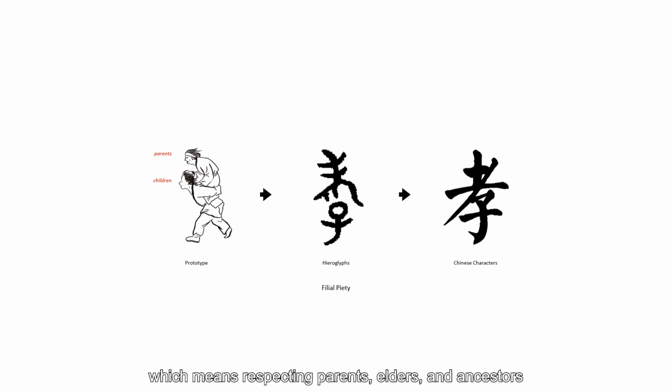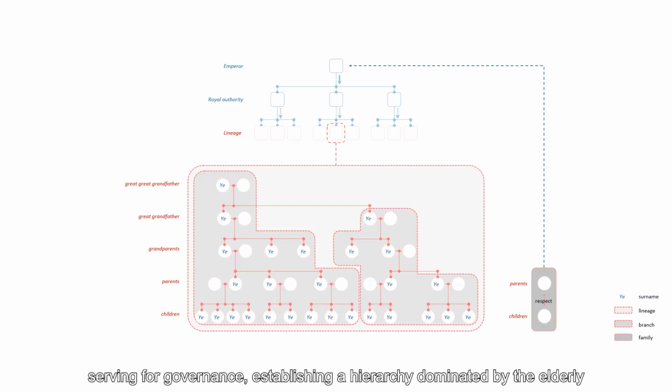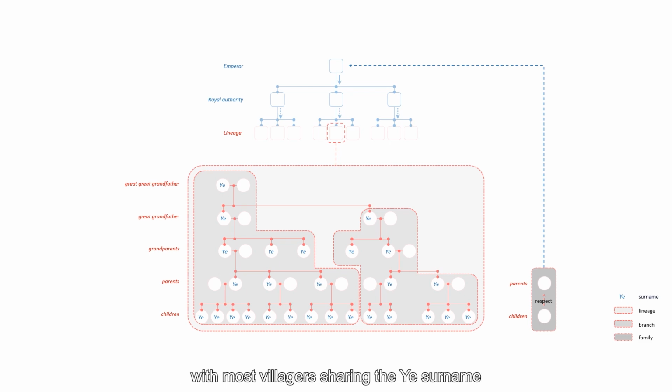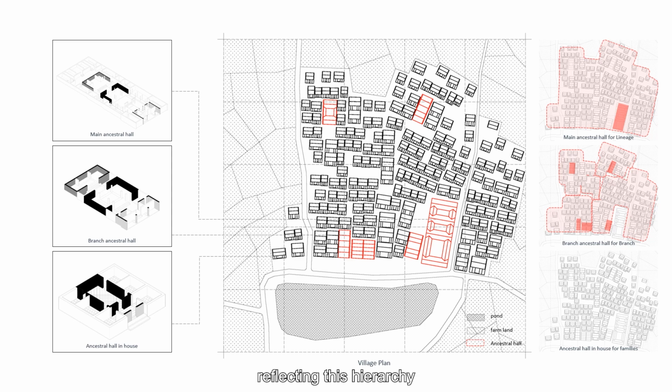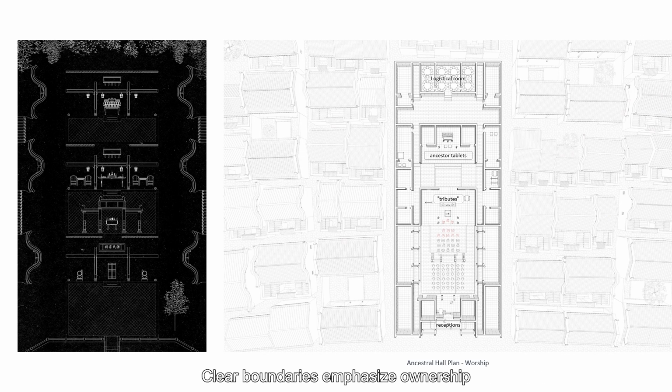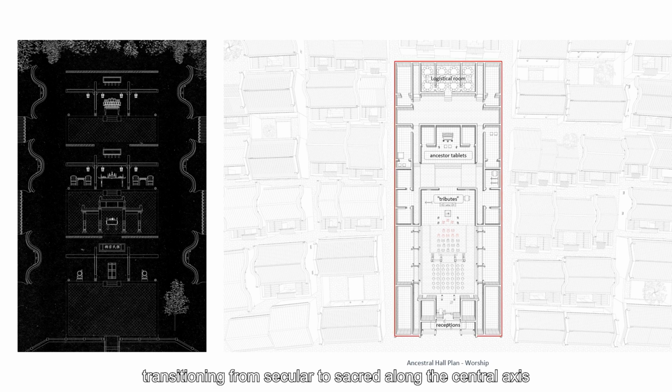elders, and ancestors, ultimately serving for governance, establishing a hierarchy dominated by the elderly. The research begins with a real case, Ye's ancestral hall in Guangzhou, with most villagers sharing the Ye surname. Ancestral halls are distributed based on lineage power structures reflecting this hierarchy. Clear boundaries emphasize ownership, with halls and patios alternating, transitioning from secular to sacred along the central axis.